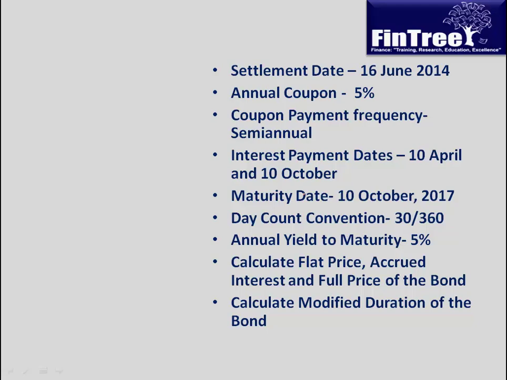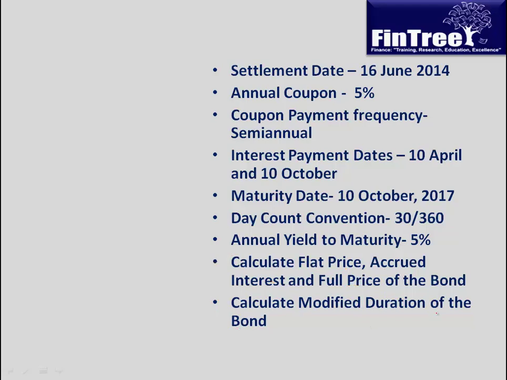Let us say we have a bond which has a settlement date of 16 June 2014, coupon rate 5%, coupon payment frequency is semi-annual. We have the interest payment dates. We have maturity dates. Day count convention is 30 by 360. Annual YTM is 5%. We have been asked to calculate in this question the flat price, accrued interest and the full price of the bond and the modified duration of the bond.